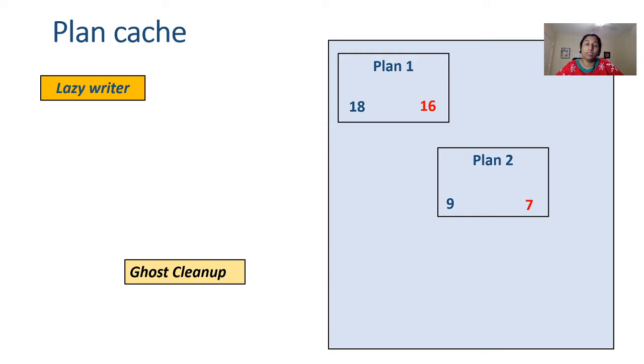For example, if there is a memory pressure tomorrow, right? The ghost cleanup will be kicked in automatically by the SQL Server every few minutes. In that case, the ghost cleanup will go ahead and discard these ghosted execution plans out of the cache. But if there is no memory pressure, these execution plans are still going to stay inside the plan cache, such that some other user might come tomorrow and use the same execution plan for their queries. That's how the ghost cleanup works.